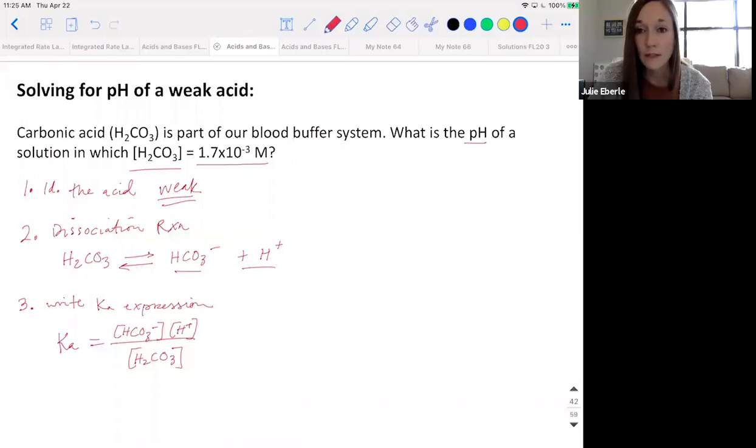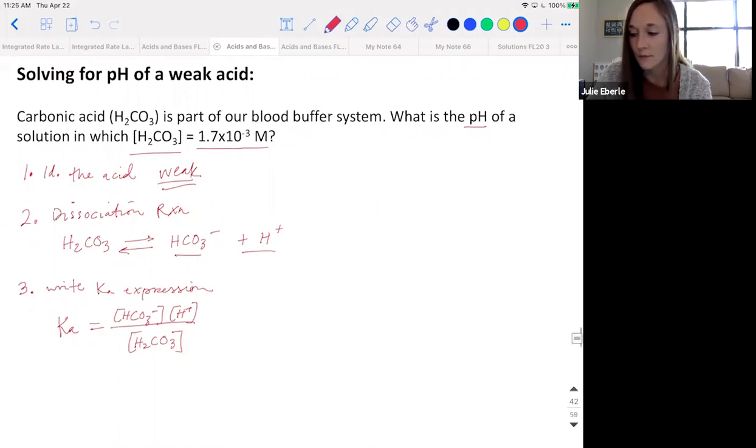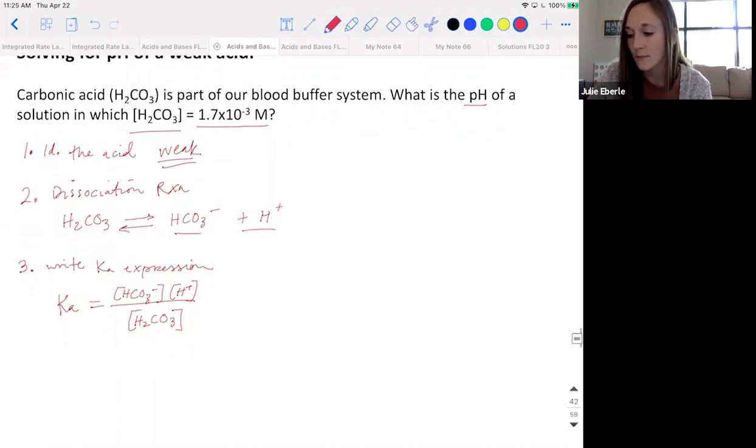So you can already see solving for pH for strong acids is really simple. It was like a one-step thing. Solving for pH of a weak acid is a whole different ballgame because we don't know to what extent it dissociates. But Ka tells us. All right, so what was our Ka value? We said Ka for this was 4.3 times 10 to the minus 7.